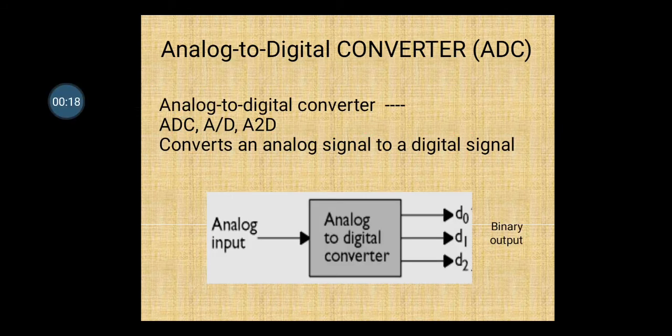As the name suggests, an analog to digital converter is a device or instrument which converts an analog signal into a digital signal. So if you give an analog input, the output will be the digital equivalent of the analog input.